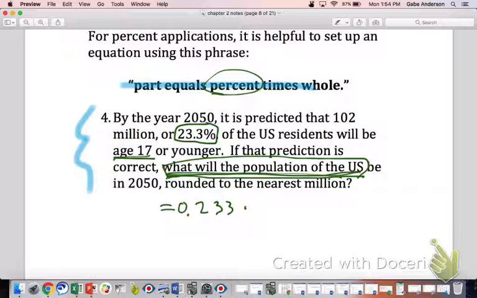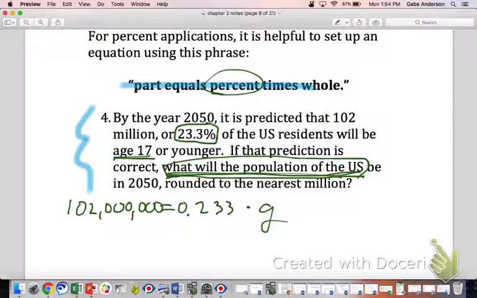Somebody had their hand up over there. Was it Luke? I was going to say that the G would be the amount that we don't know, and the G should be in front of, like that. Yeah. Because if it's part equals percent times whole, the part would be the people under 17, and G, the unknown, would be the whole thing, because the whole thing is the whole U.S. population, and that's what we're asked to find.